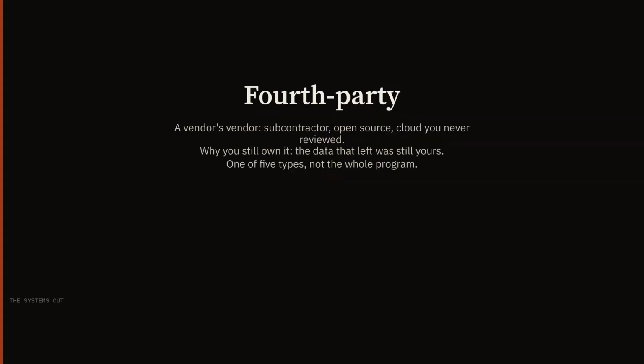Fourth-party risk is the fifth type. A fourth party is a vendor's vendor. Your supplier may depend on a subcontractor, an open-source library, or a cloud you never reviewed. Open source means software published for anyone to use, often without a written sales contract.